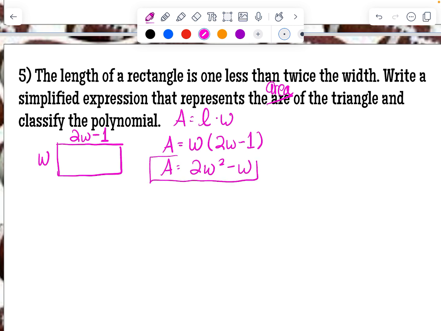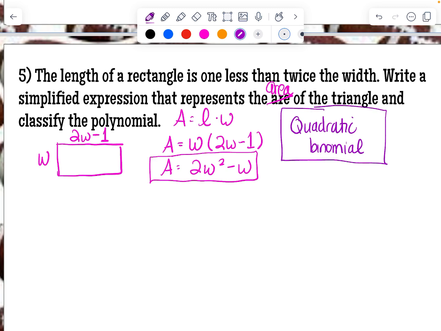And now that it's fully simplified, I can classify it. It's a quadratic binomial. Quadratic because it's to the 2nd power. Binomial because it has 2 terms.